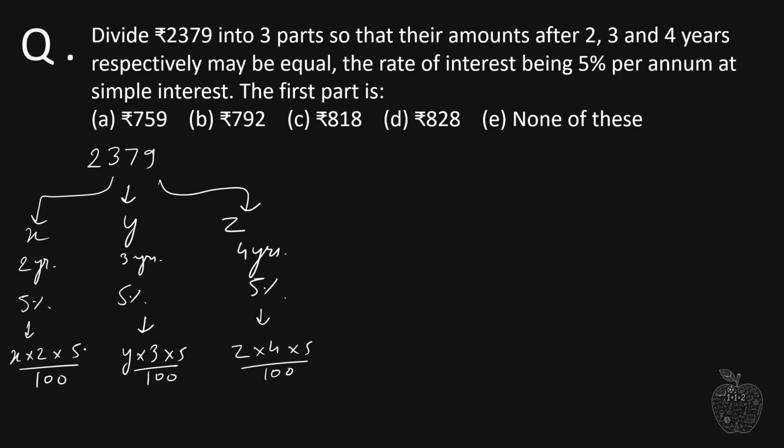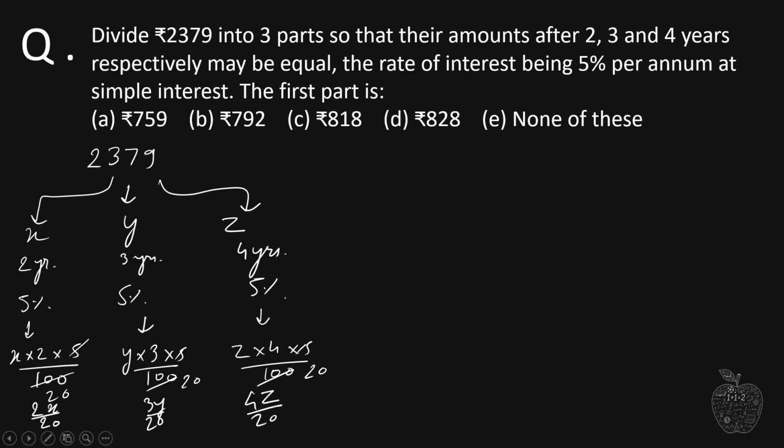Let's simplify it a little bit. We get 5 ones are 5 and 5 20s are 100 for all these three. So finally we get 2x over 20, 3y over 20 and 4z over 20.